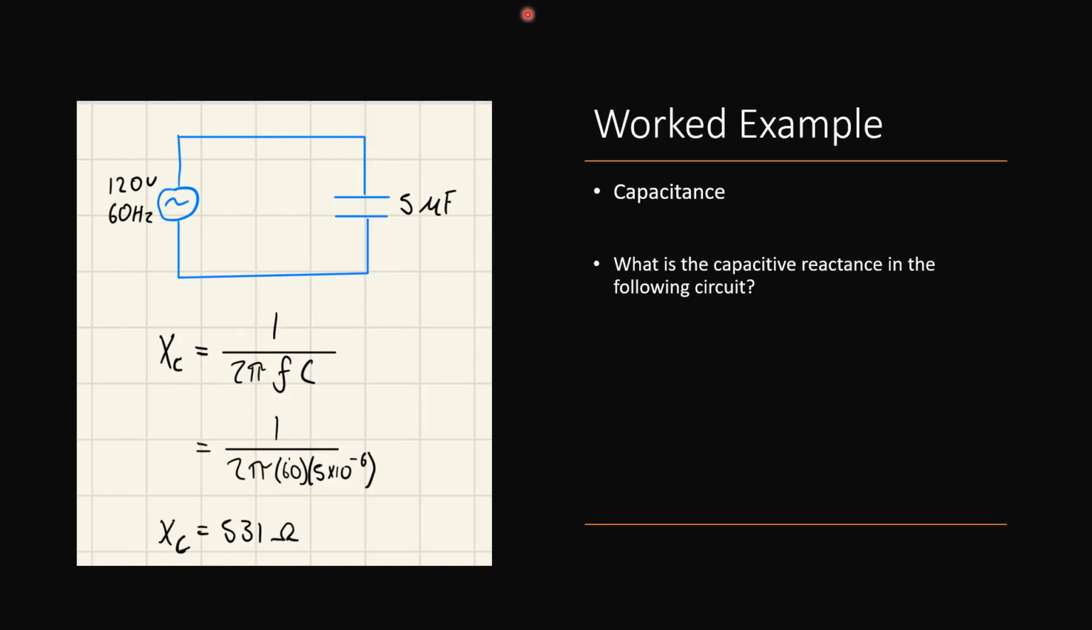Now, let's look at a worked example for the capacitive reactance. We are also given the voltage of 120, frequency of 60 Hz, and capacitance of 5 microfarads. First, we use our equation Xc equals 1 over 2 pi FC. Again, we sub in our values for frequency and capacitance, and we get 531 ohms.